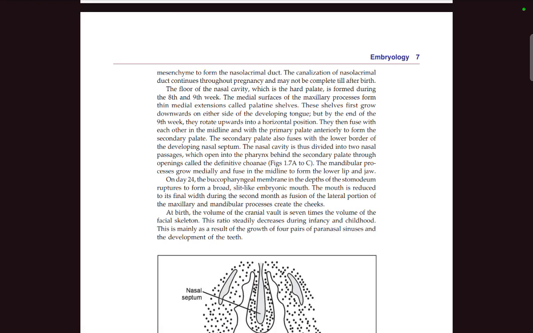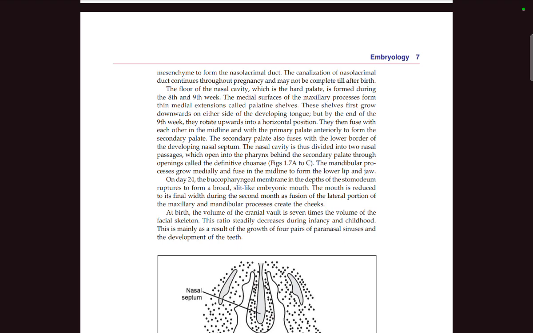They then fuse with each other in the midline and with the primary palate anteriorly to form the secondary palate. The secondary palate also fuses with the lower border of the developing nasal septum. The nasal cavity is thus divided into 2 nasal passages which open into the pharynx behind the secondary palate through openings called the definitive choana. The mandibular processes grow medially and fuse in the midline to form the lower lip and jaw. On the 24th day, the buccopharyngeal membrane in the depths of the stomodeum ruptures to form a broad, slit-like embryonic mouth.